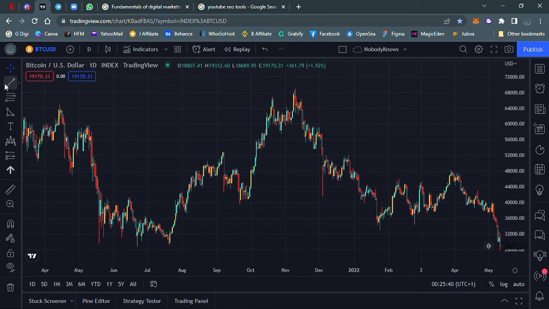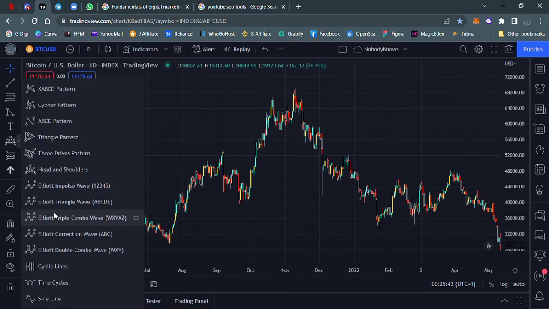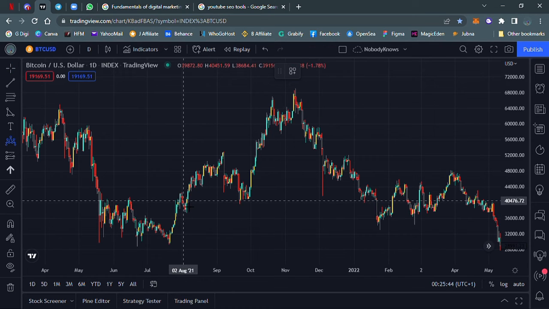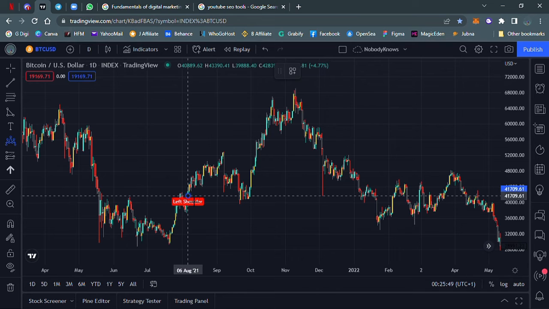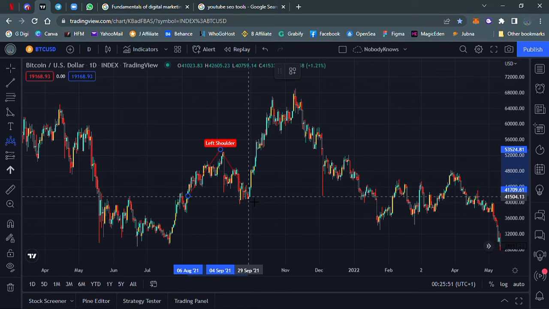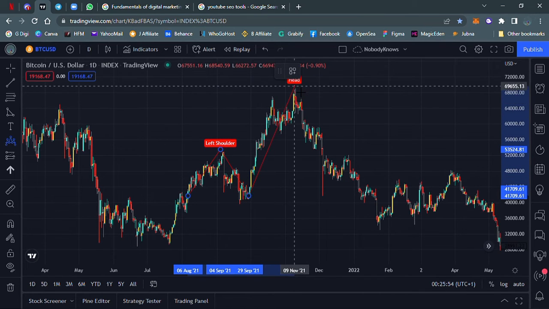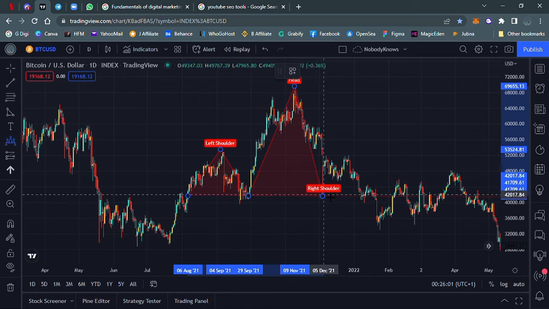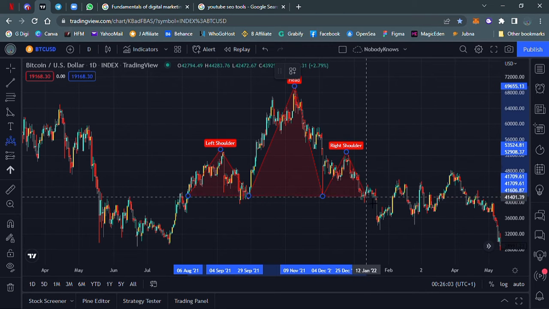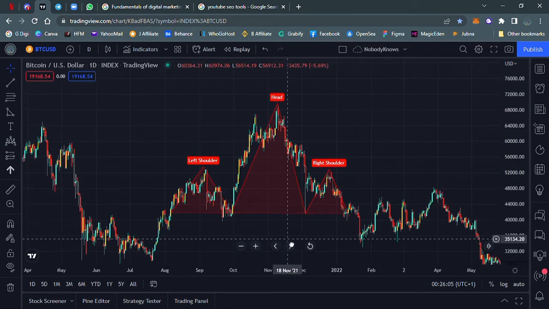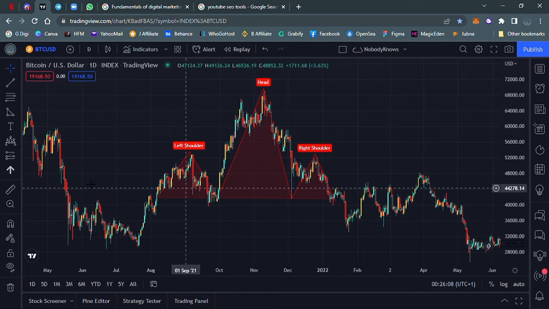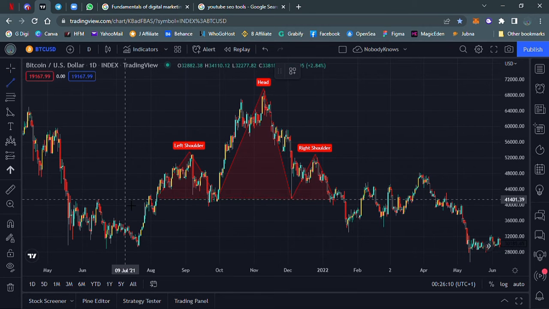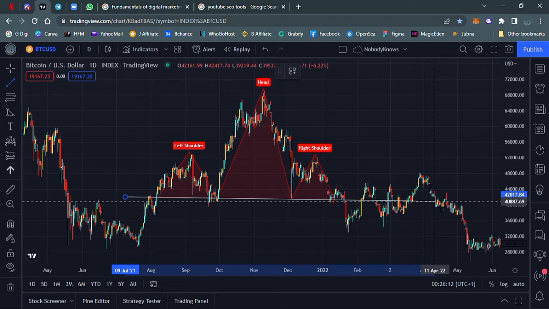Now, remember the first pattern I showed you, our head and shoulder. We have one basically right here. We have our left shoulder. We have the head. Let's go this way. Now we have a right shoulder right over here. So this is a head and shoulder pattern, right? And this is the neckline from here to here, right?